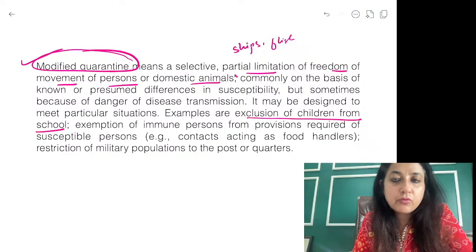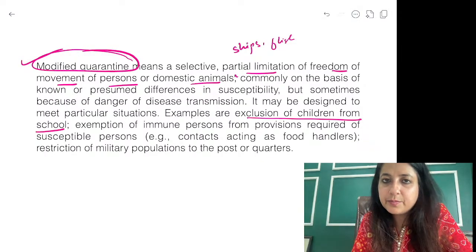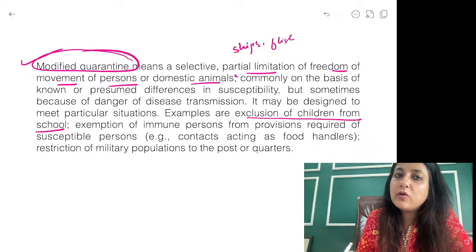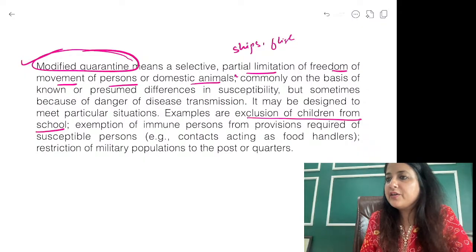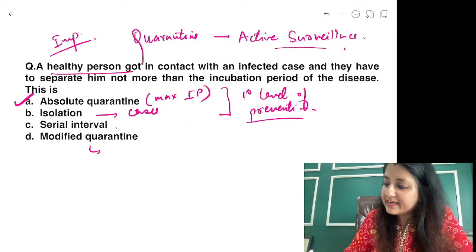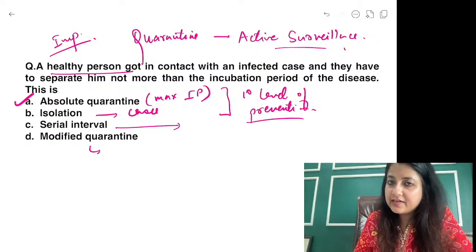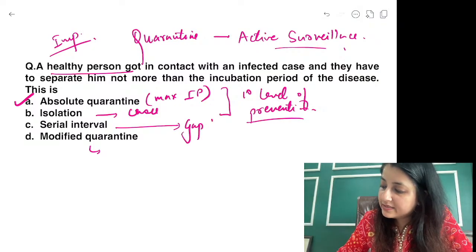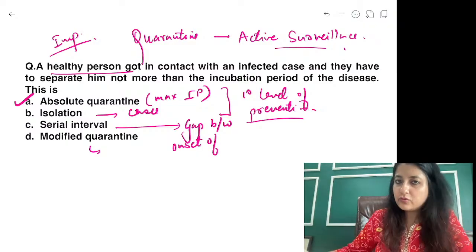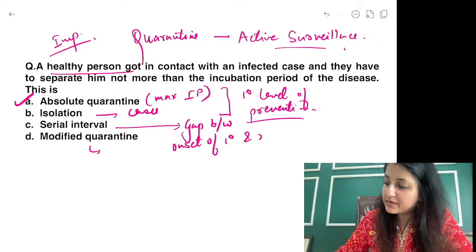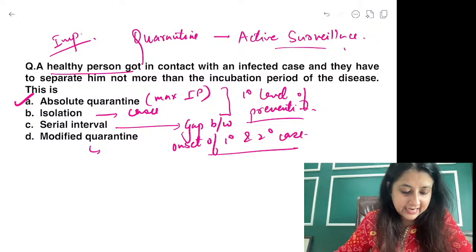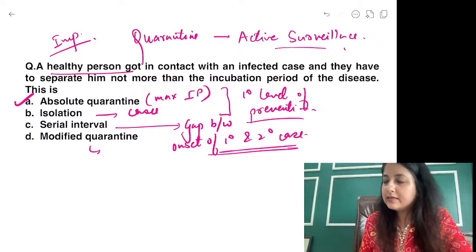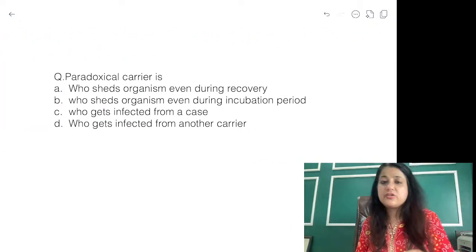ठीक है, absolute quarantine is for the maximum incubation period of the disease. Modified quarantine is partial limitation of freedom of movement. What is serial interval? Anybody, what is serial interval? Serial interval is the gap between onset of one episode to the other, so onset of primary and secondary case. That is what serial interval is. Clear? Let's move to the next question.